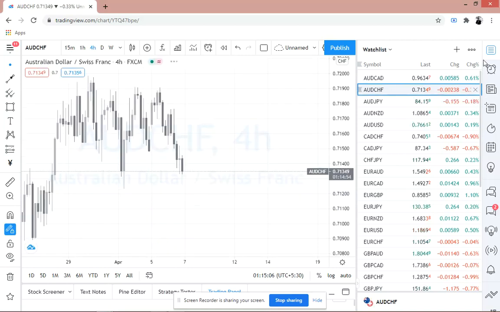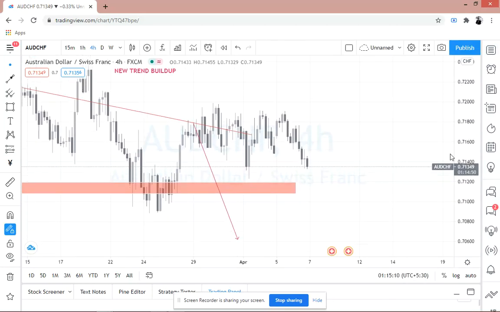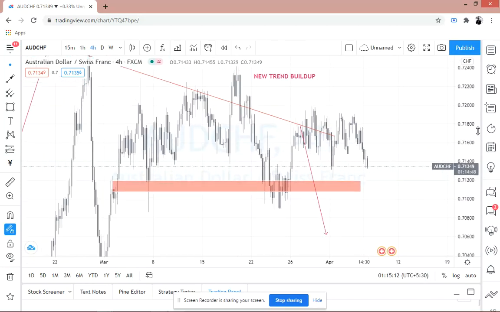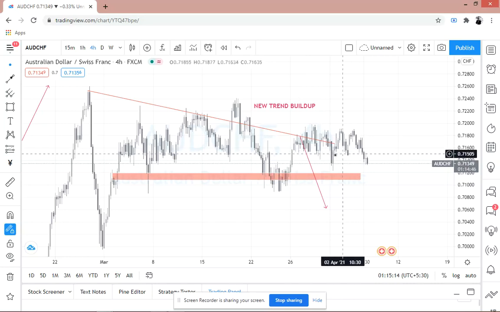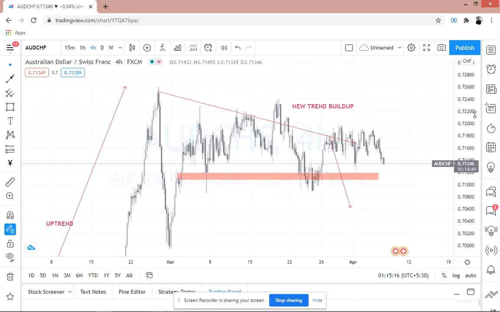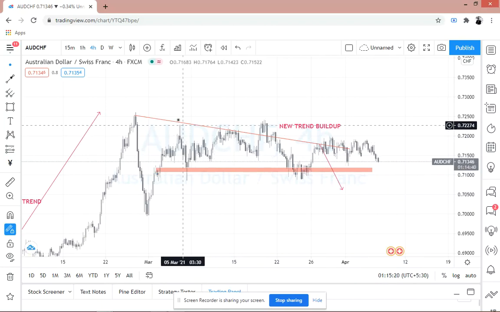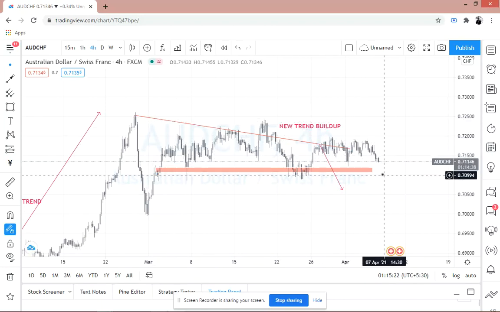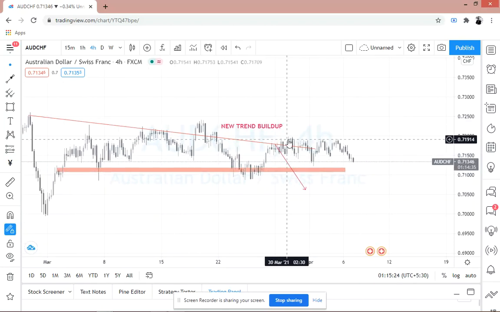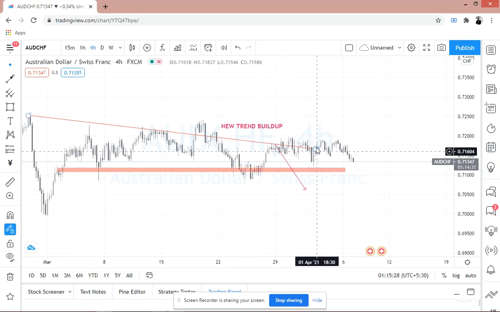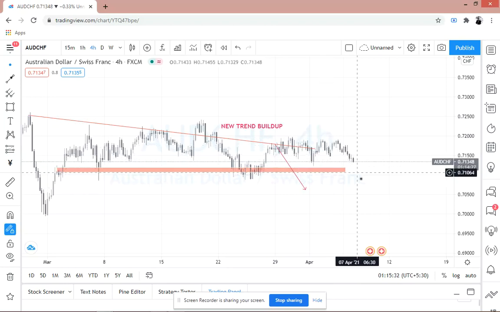Then AUDCHF. On AUDCHF, the market is still in a consolidation mode. Last week, maybe upper last week, this is the analysis we did on AUDCHF, but the market made some breakout from the trend line and did not go too far. It is still in a ranging mode, trying to find its way to the downside.